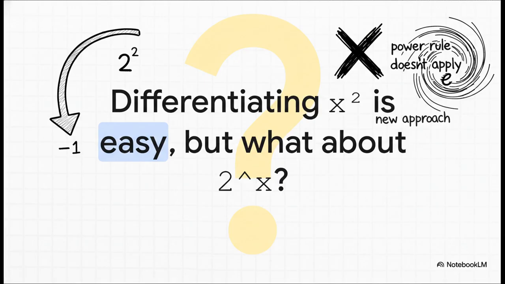But what happens when we flip it? What if the variable x is in the exponent, like 2 to the power of x? Suddenly, the power rule is useless. It just doesn't apply. We're stuck. So we need a whole new approach.